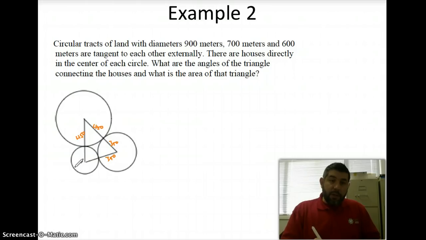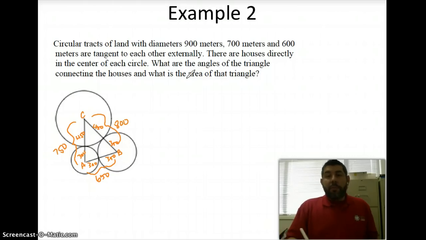This is 350. And the radius here is 300 of the small triangle. And I'm going to label this A, B, and C. Now, this entire side here, we're going to add this up. We're going to get 750. Here we're going to get 800. And here we're going to get 650. So the problem asks, what are the angles of the triangle and what is the area?